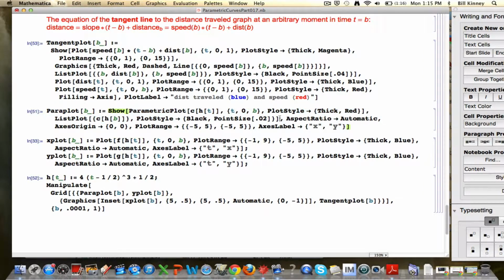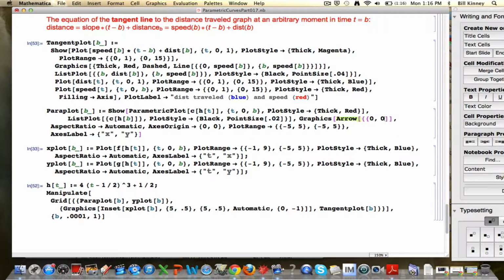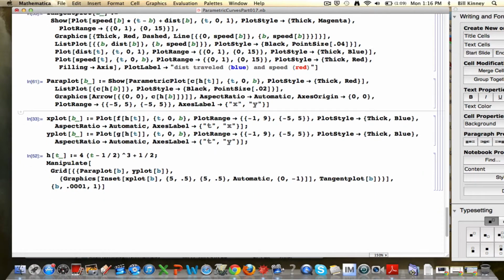Let me also add graphics over here. Well, let's just start with a basic arrow. Graphics arrow. I want the arrow to start at the origin, so I put a 0, 0 in here, and end at the point where the person is as they move. Just like I have here and here, it'll involve c of h of something. In fact, c of h of b, because b is the animation parameter. I want this arrow to move as the point moves.